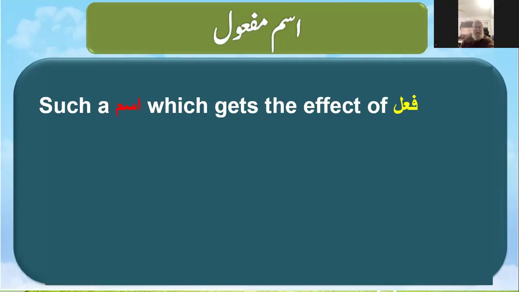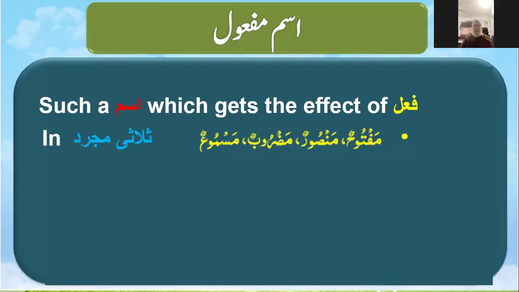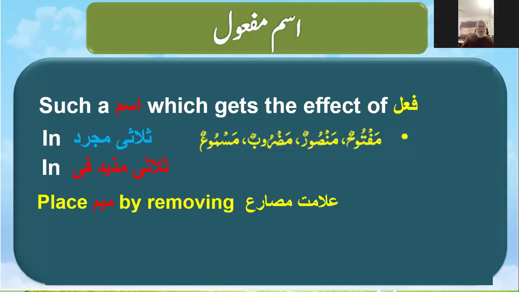The next is ism maf'ul, such an ism which receives the effect of the fi'l. In Thulathi Mujarrad, the examples are maftuhun, mansurun, madrubun, masmu'un. In Thulathi Mazid fihi, the examples, maybe we say zalama, we say baddala, yubaddilu, mubaddilun, mubaddalun, tabdilun. We add mim in the beginning. For the fa'il, we put the kasra before the last letter, and fatah before the last letter for the maf'ul.